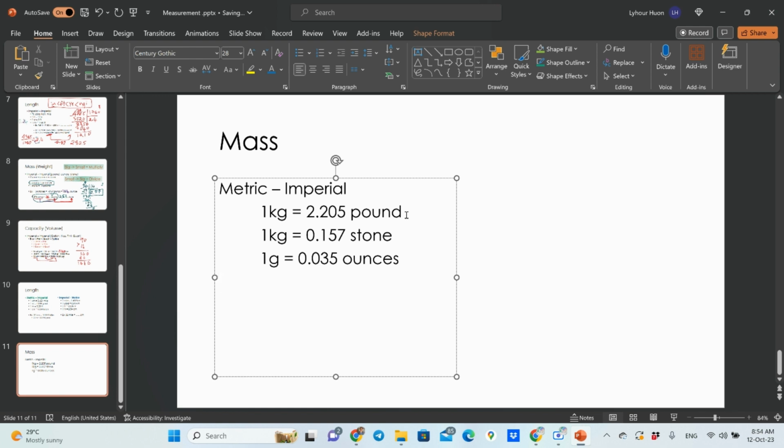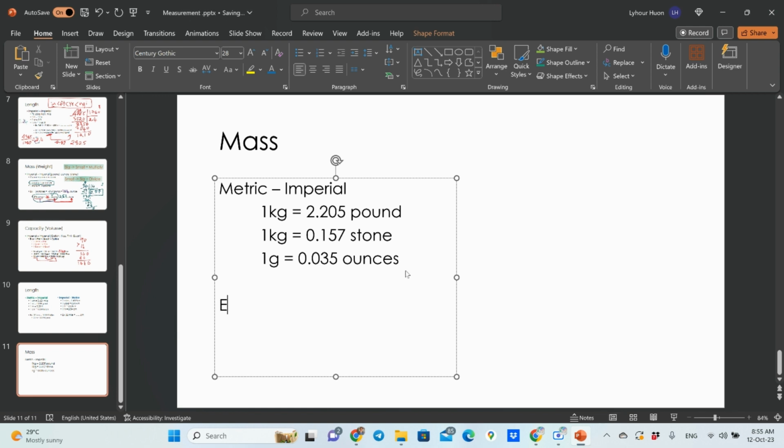Okay, as we know, for the imperial we only have pound, stone, and ounce, right? So 1 kilogram is equal to 2.205 pounds. 1 kilogram again is equal to 0.157 stones. 1 gram is equal to 0.0535 ounce. Something like this.